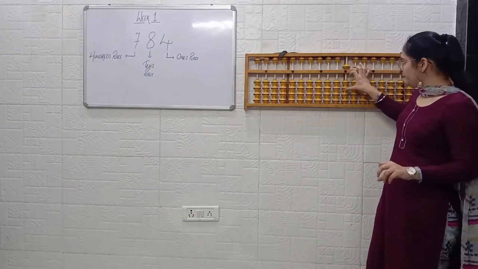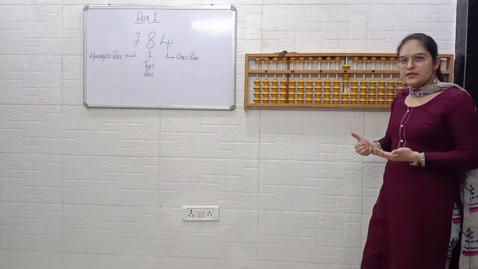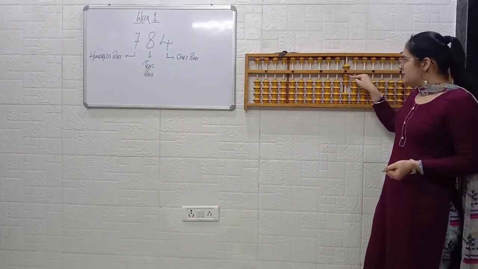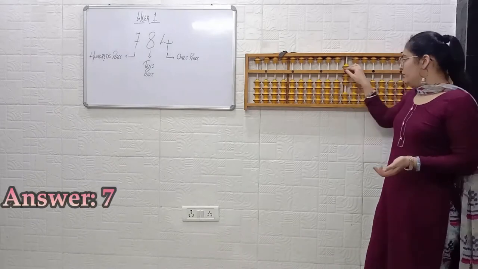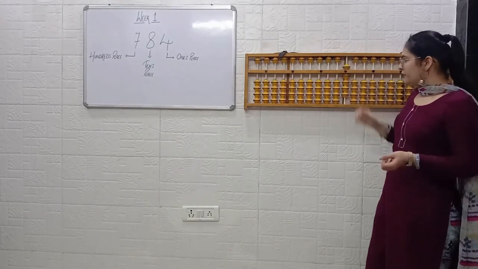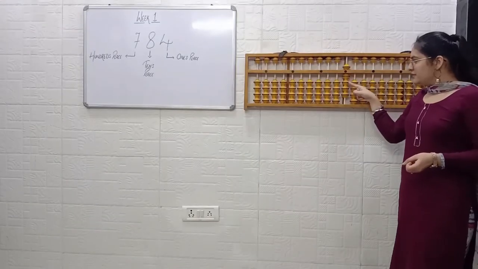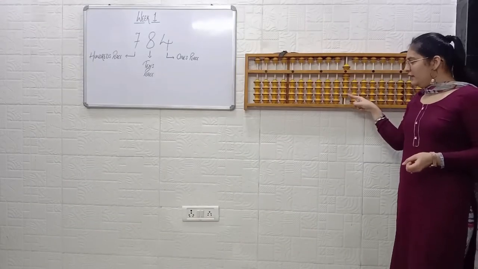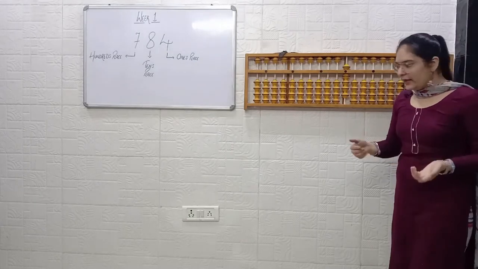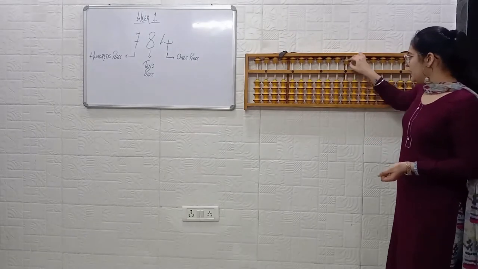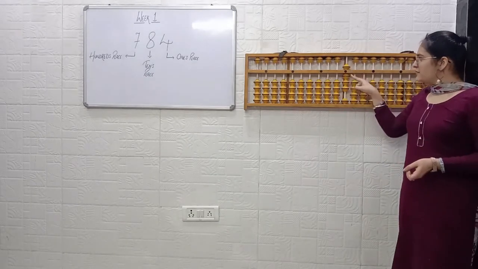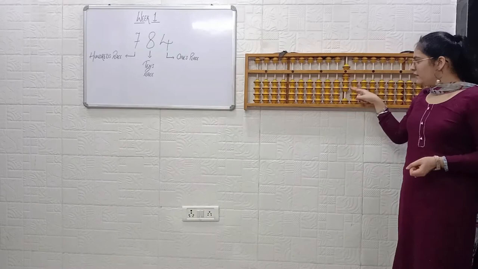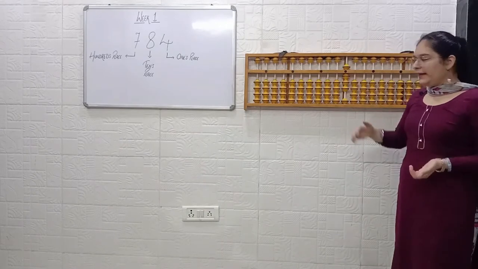Next example. Now, how you will read it? 5, 6. 7. Answer is 7. Perfect. Okay, next. Now tell me answer. 5, 6, 7, 8, 9. Answer is 9. Perfect. Okay, the next one. 5, 6, 7, 8. Answer 8.